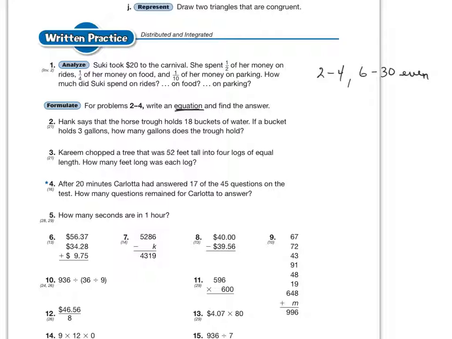Hank says that the horse trough holds 18 buckets of water. If a bucket holds 3 gallons, how many gallons does the trough hold? So we know that it's going to hold 18. So let's say we have 18 and times some number of buckets is going to equal 3. Or did I do that wrong? I did. I hope you caught that. Okay, so we'll go back and we'll do it one more time.